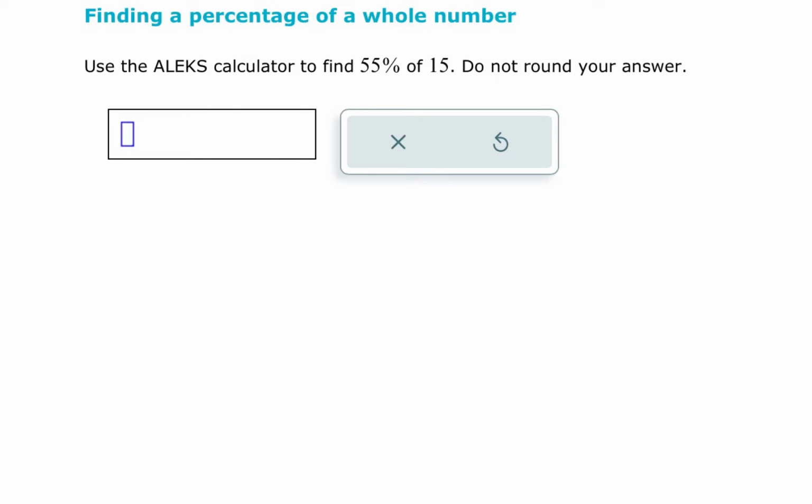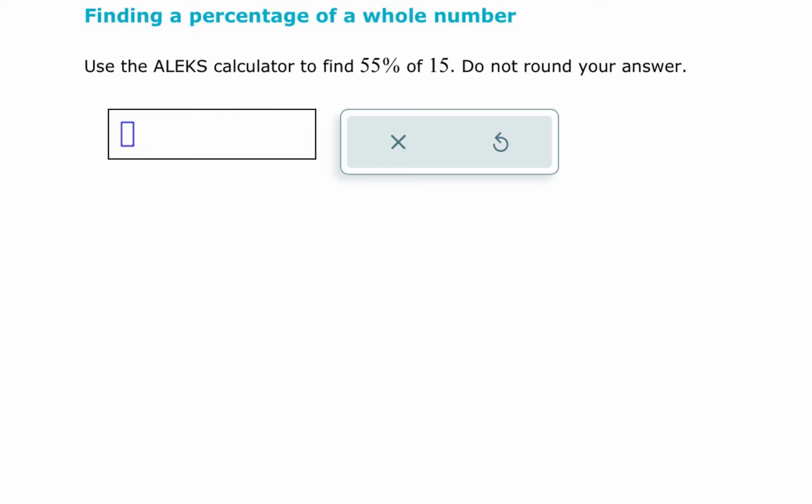This topic is finding a percentage of a whole number. And for this topic, it does encourage you to use a calculator if you have one available. The first problem says use a calculator to find 55% of 15. Do not round your answer.